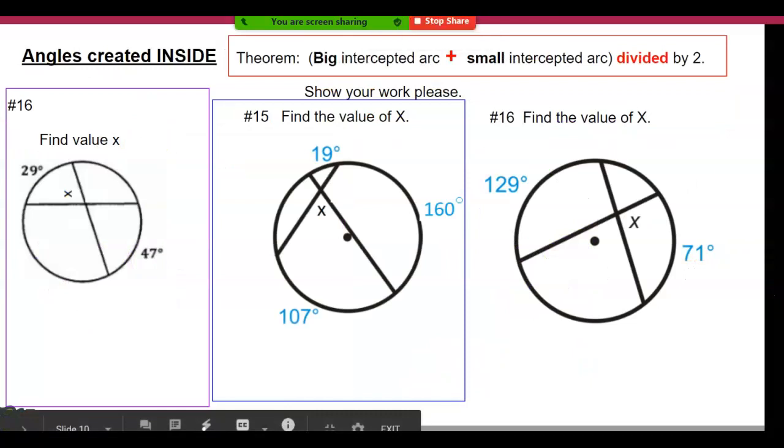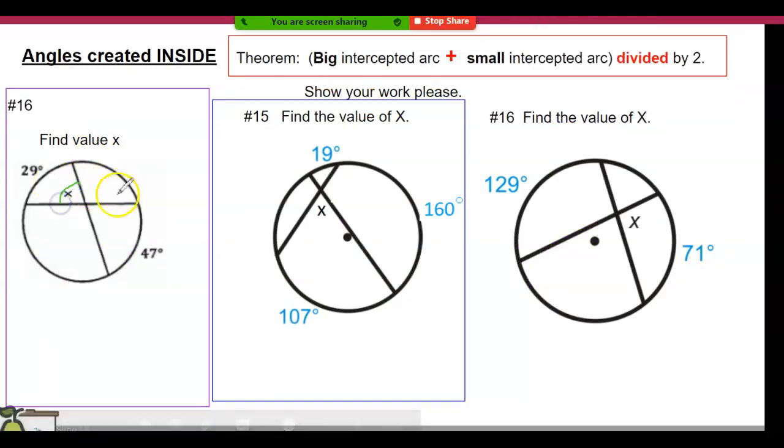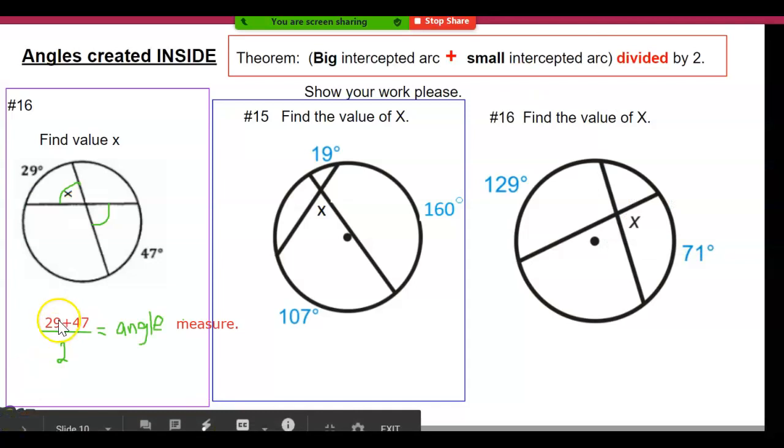Okay, try number 16. Find the measure of this angle and this angle. Okay, good. You should have done 29 plus 47 and divided by 2. That gives me the angle measure. You should have gotten 38 degrees. Good job. 29 plus 47 is 76 degrees. Divided by 2 would give you the 38 degrees.